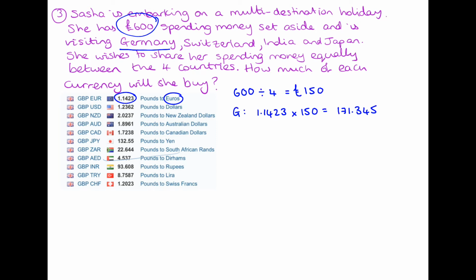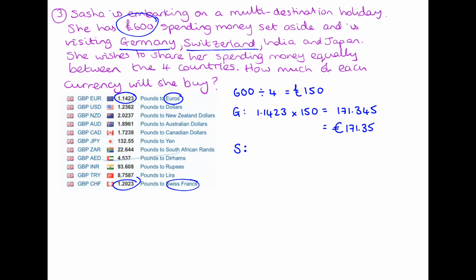cents in a euro. So what we're going to do, we're going to use our euro sign, and we're going to think about rounding this number to 2 decimal places. So that means we'd cut off after the 4, and the 5 tells us to move the 4 up 1. So the amount that we'd get is €171.35.